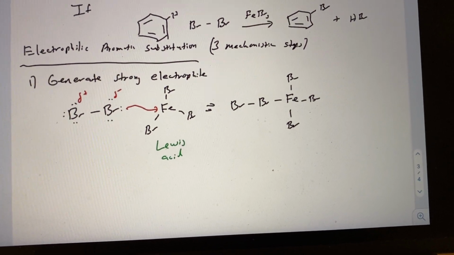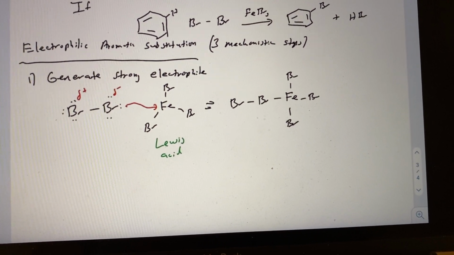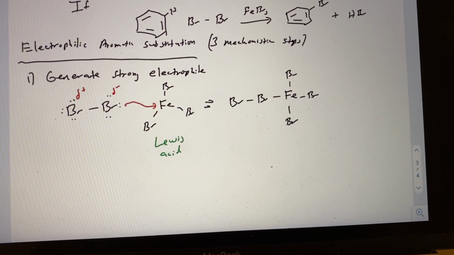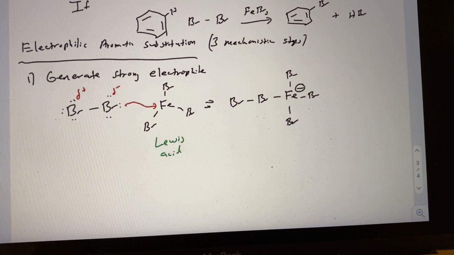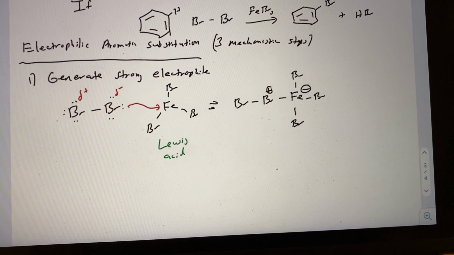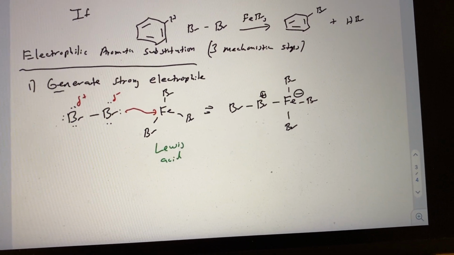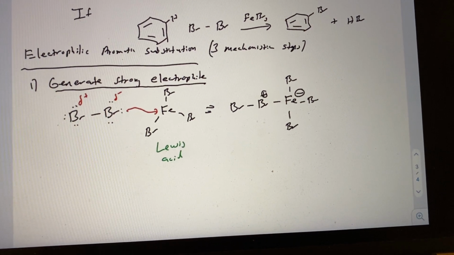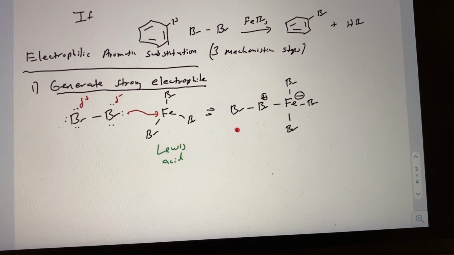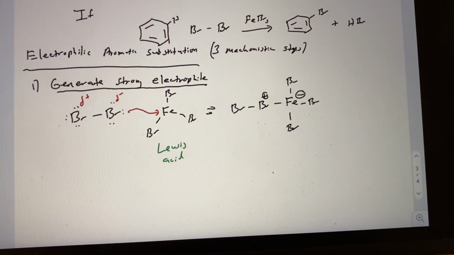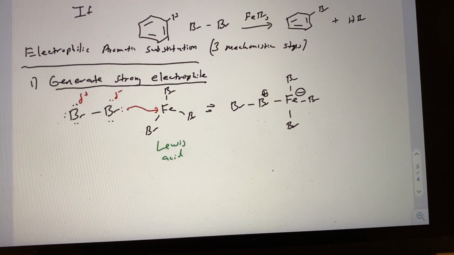Now we need to deal with our formal charges. Notice now the iron is accepting a pair of electrons. This bromine is donating. So for our formal charges, the iron will have a negative formal charge. This bromine will have a positive formal charge. Now, depending on your favorite organic chemistry textbook, you'll see some subtle variations in this step of the reaction. The electrophile might be shown like this, or sometimes it's shown in a slightly different way to help exemplify what is happening here.